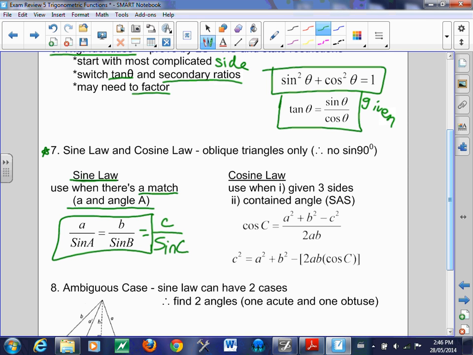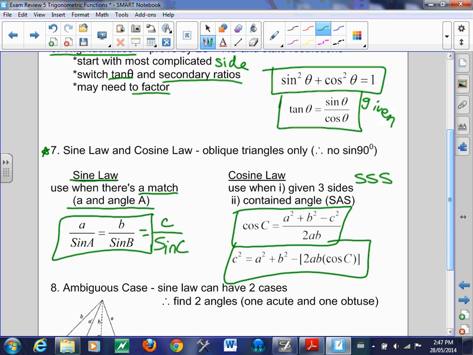Okay. Cosine law, ladies and gentlemen, you use when you, A, do not have a 90-degree angle, just like sine law. B, when you can't find a match. So there's 2 cases. One, when you're given 3 sides, which is SSS. And of course, when you're given 3 sides, you're going to have to find the angle. The other case, ladies and gentlemen, is side angle side, which is the contained angle.